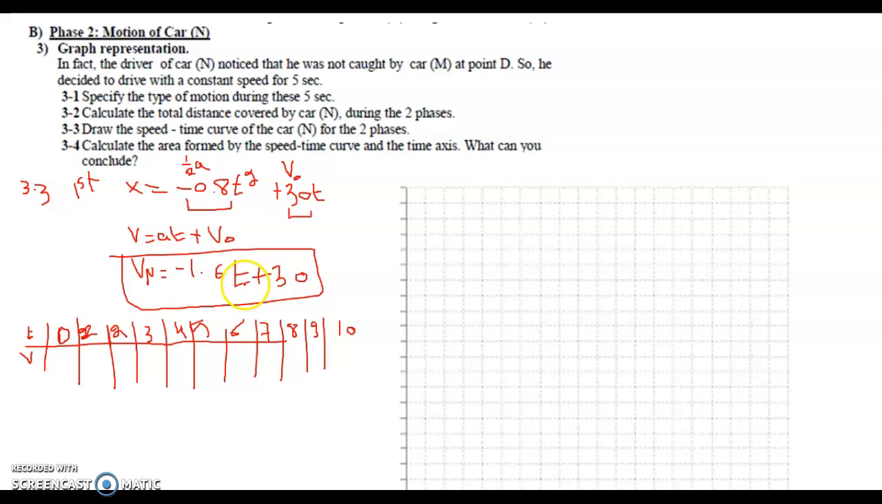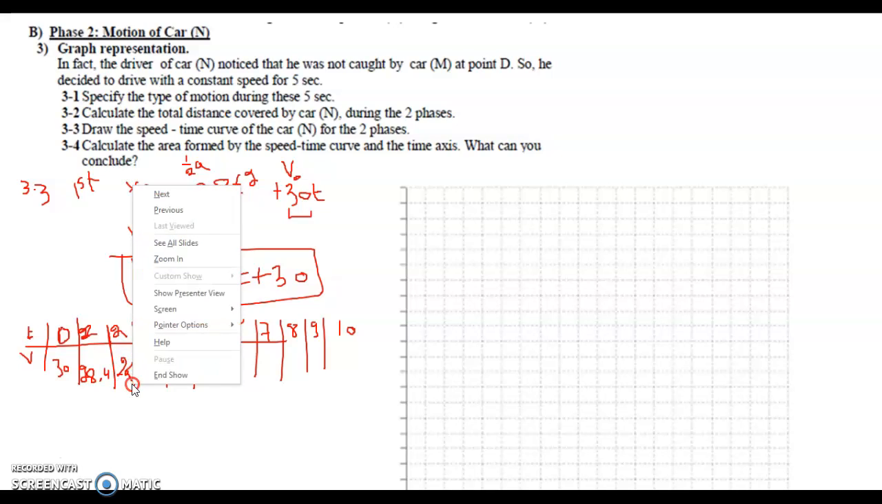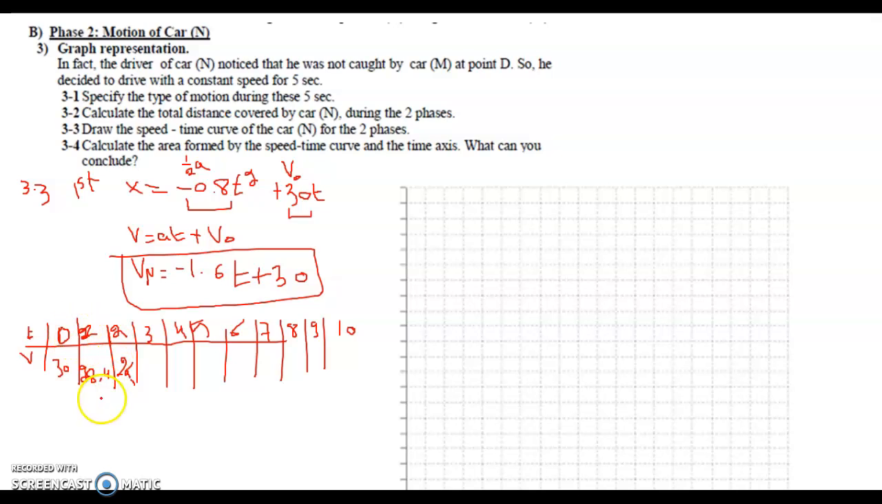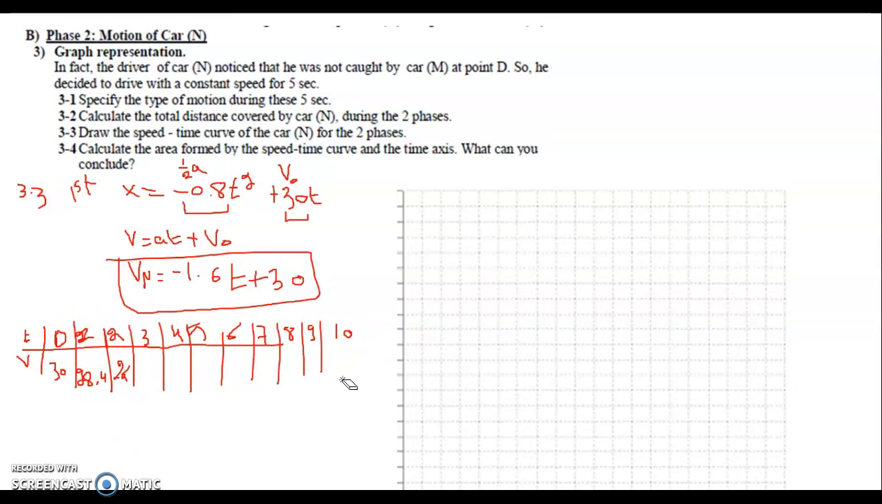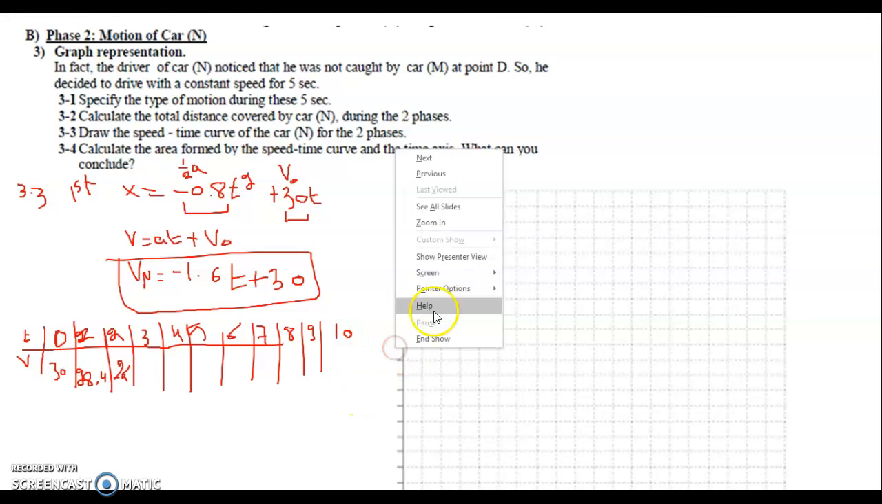So how do you obtain the particular points? You substitute in the speed-time equation. For t equals 0, v equals 30. For t equals 1, you substitute minus 1.6 plus 30 and obtain 28.4. For t equals 2, it is 26.8, and so on. So we have particular points here, and I have to now represent them on the graph.